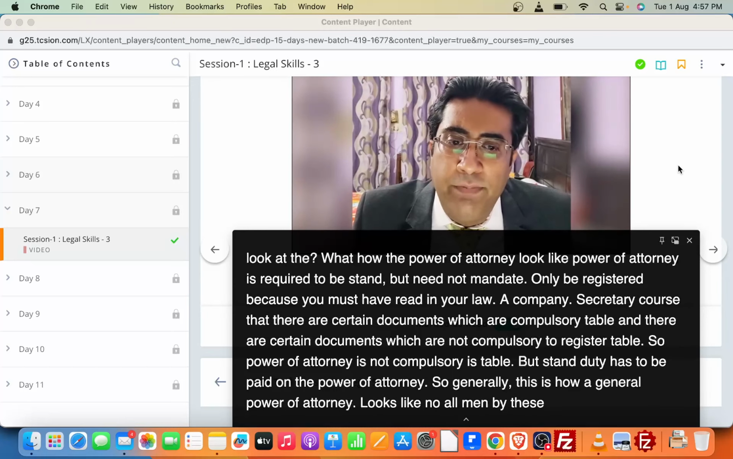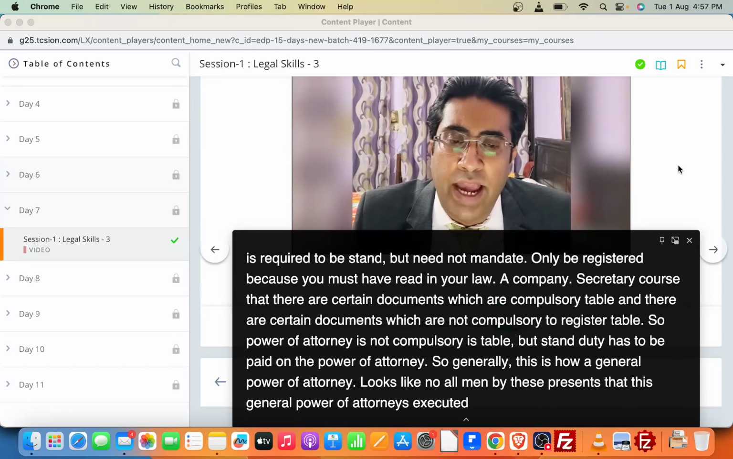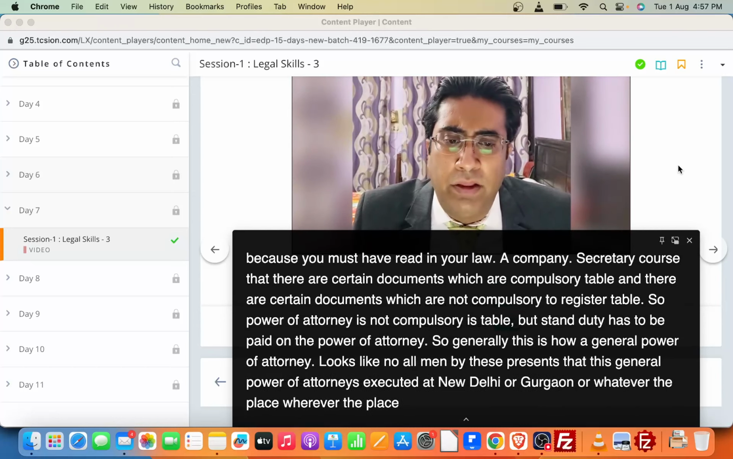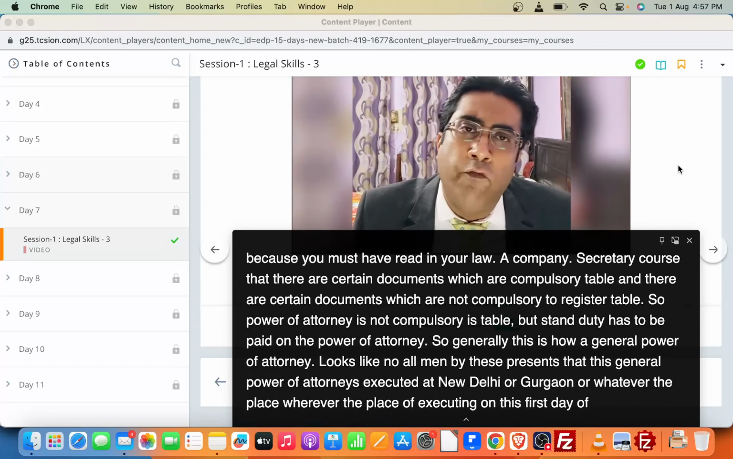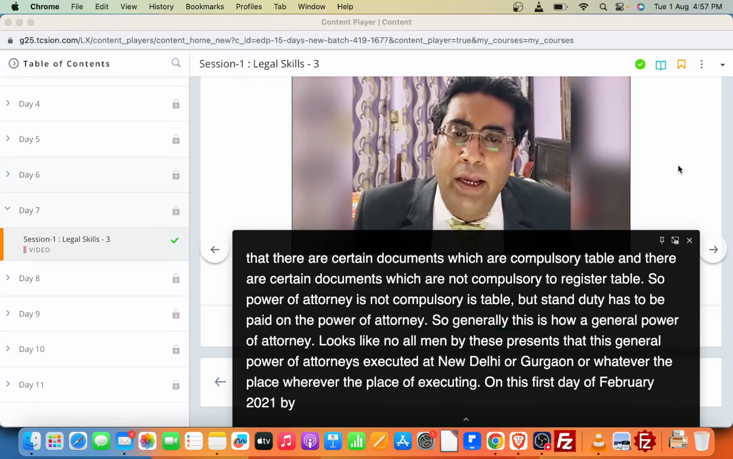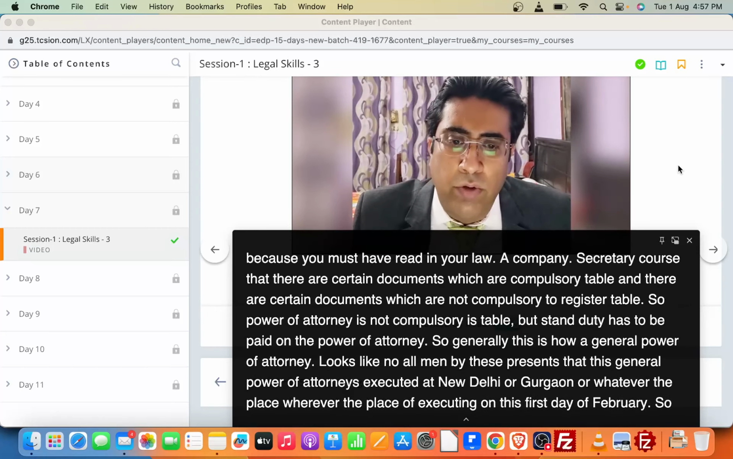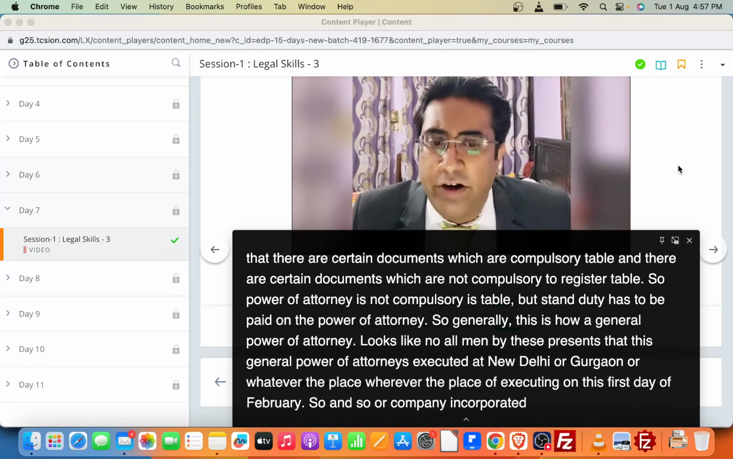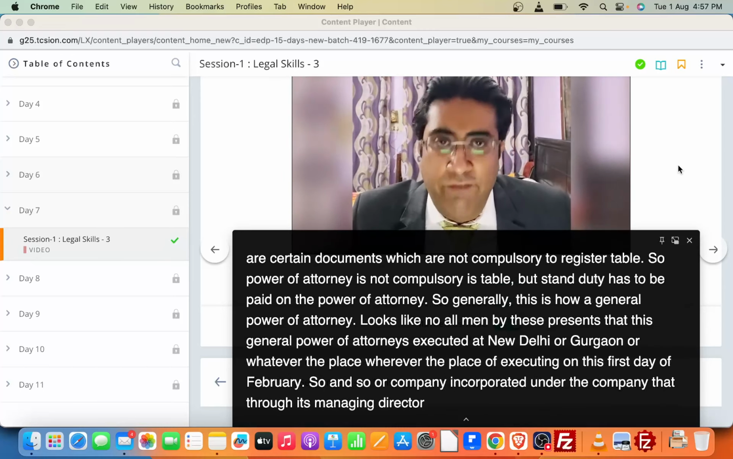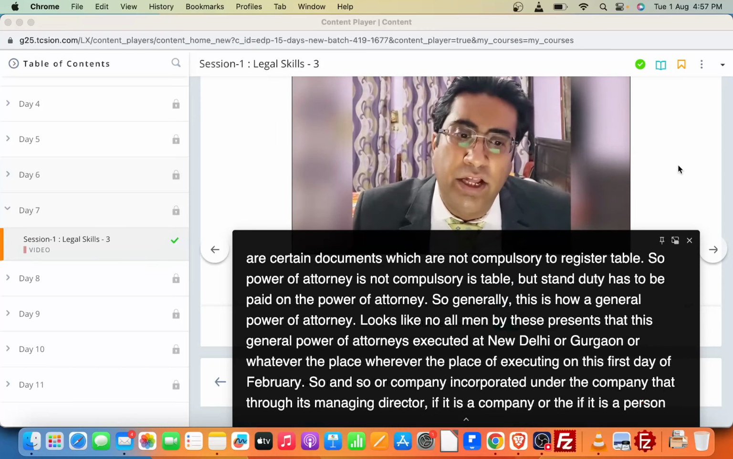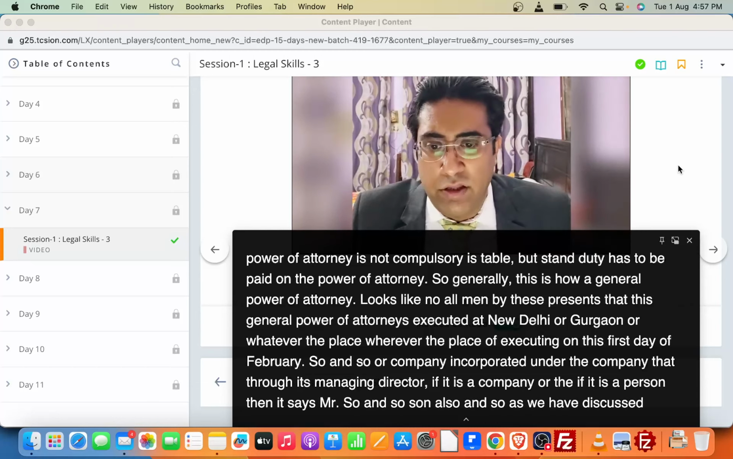Know all men by these presents that this general power of attorney is executed at New Delhi or Gurgaon or whatever the place of executing, on this first day of February 2021 by Mr. So-and-so or Messrs. So-and-so or company incorporated under the Companies Act through its managing director, if it is a company, or if it is a person, then it says Mr. So-and-so, son of so-and-so, as we have discussed just a short while ago.